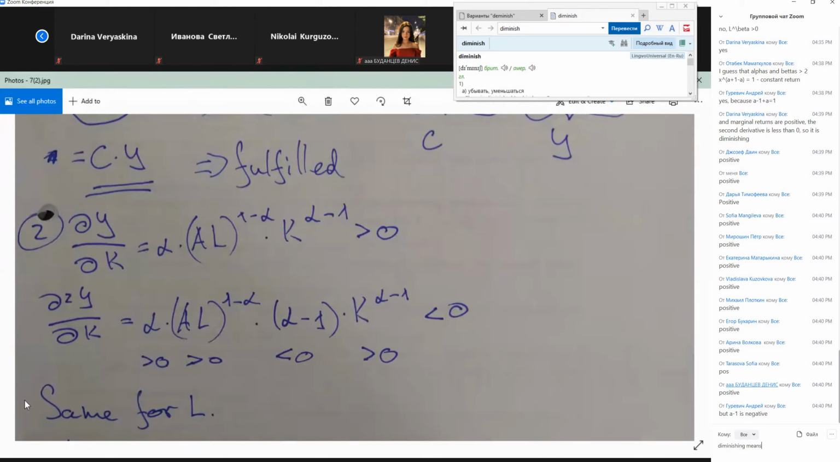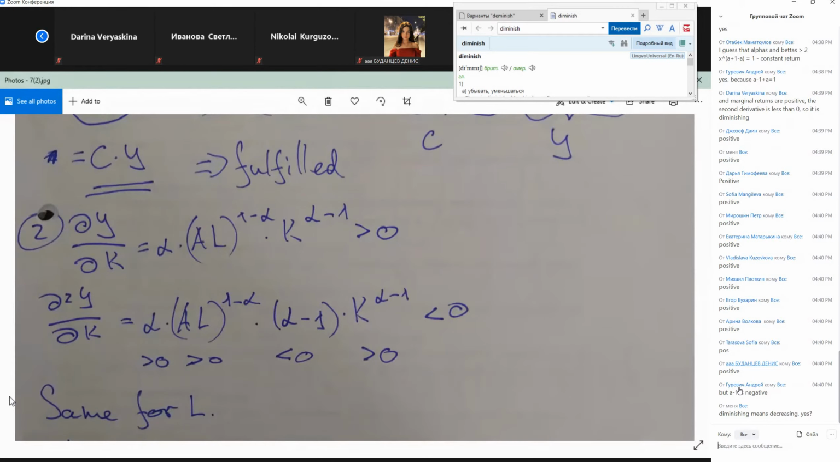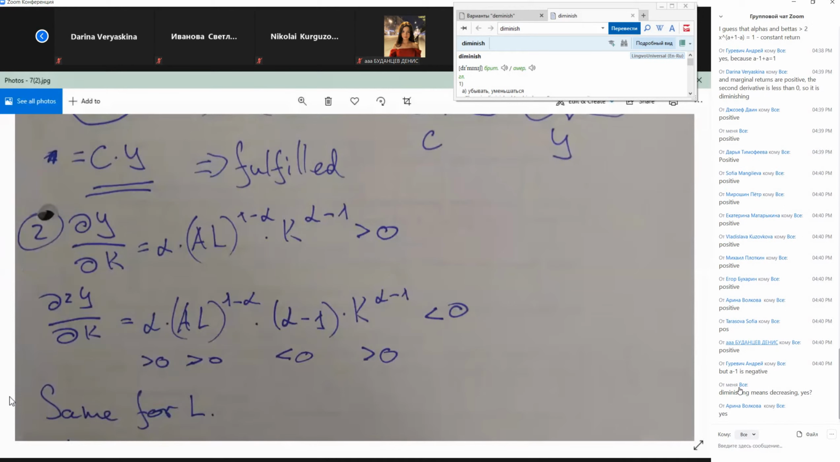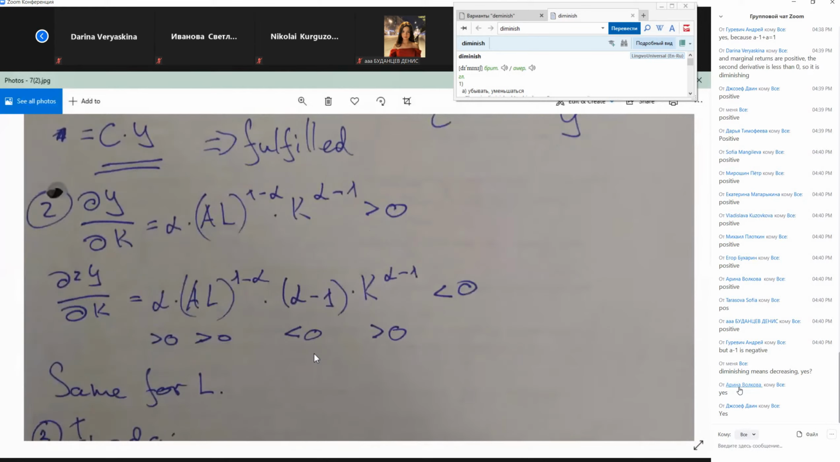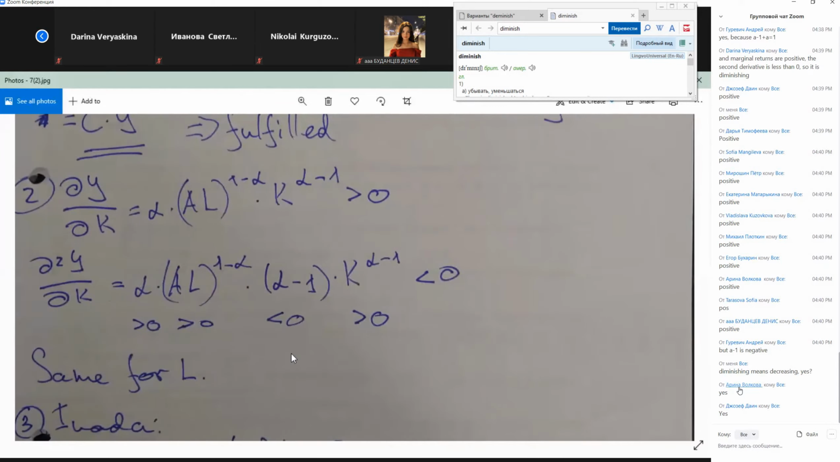You could see that the same holds for L. We've done it only for K, but formally we have to be sure that L has the same mechanics. Diminishing is the same as decreasing. All right, now the last thing is the Inada conditions.